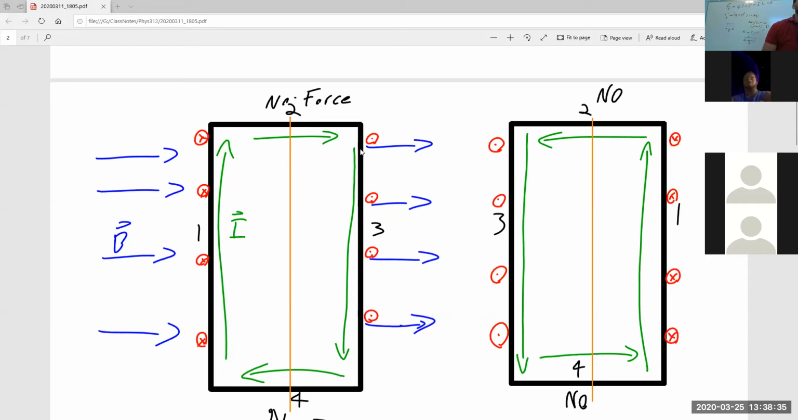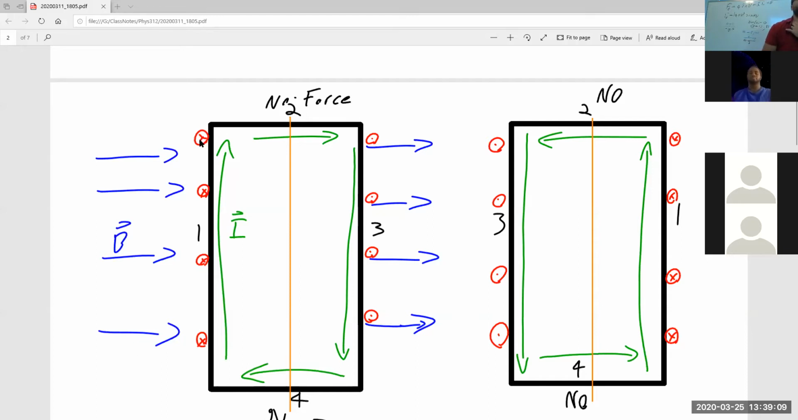And then down here, the current is going down. So we found that these two experience a force. The little circle with a dot means that it's coming towards us. And then for the same reason as number 2, down here, this side does not experience a force because the current is anti-parallel to the field.